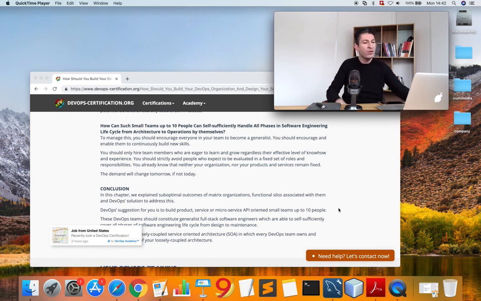How can such small teams of up to 10 people self-sufficiently handle all phases of the software engineering lifecycle, from architecture to operations, by themselves? To manage this, the DevOps suggestion is that you should encourage everyone in your team to become a generalist engineer, a generalist full-stack software engineer. You should encourage and enable them to continuously build new skills. You should only hire or select team members who are eager to learn and grow, regardless of their current level of know-how and experience. You should strictly avoid people who expect to be evaluated on a fixed set of roles and responsibilities.